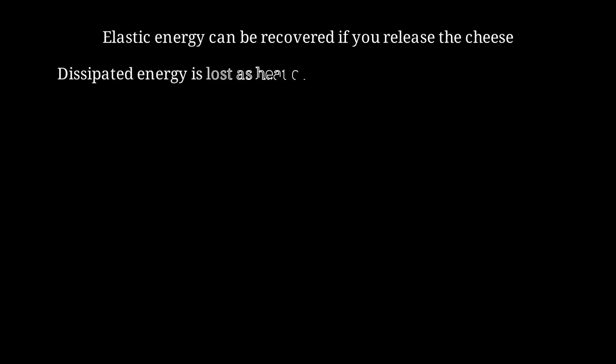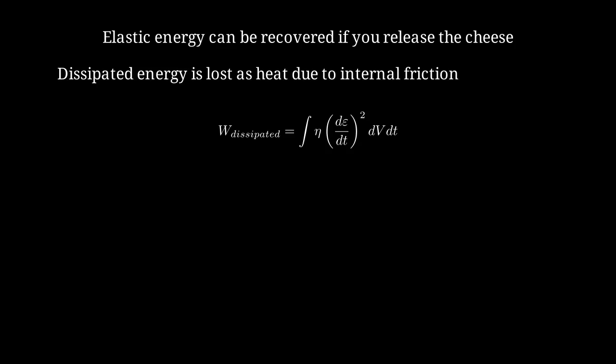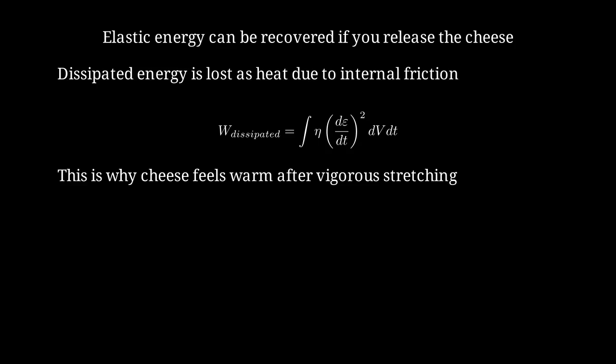The dissipated component is permanently lost as heat due to internal friction as chains slide past each other and bonds break and reform. The dissipated work equals the integral of viscosity times strain rate squared, integrated over volume and time. This viscous dissipation is why cheese actually feels slightly warm after vigorous stretching. The mechanical energy is converted to thermal energy.